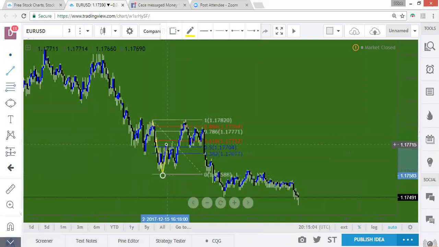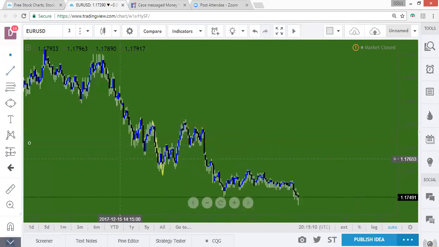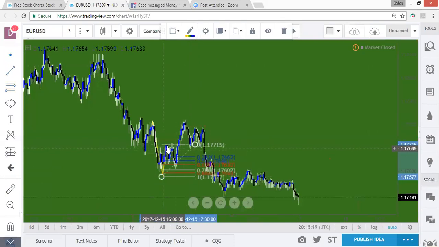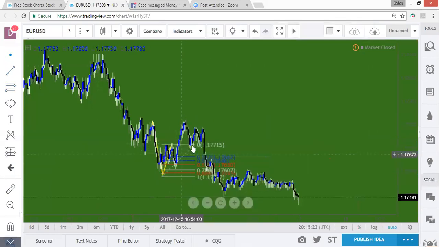This is pretty cool, while we just did the bat pattern. Once we notice that we got that respect of the 50%, we're looking for the market to make a retracement from our A to B move, which we better go from here. The guy came on up, same move.